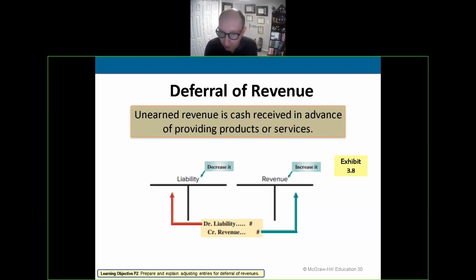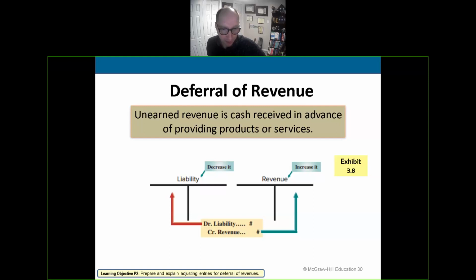Unearned revenue is a liability account. And it happens when we receive payment from our customer before providing the goods or the services. So going back to the lawn service business, my customers paid me in advance. They paid me in the beginning of this month. I have not yet mowed their lawns.